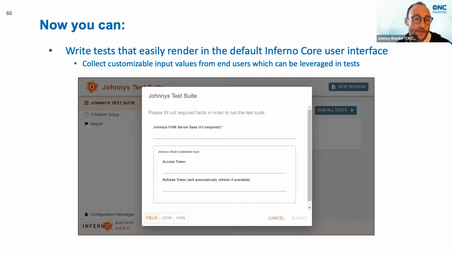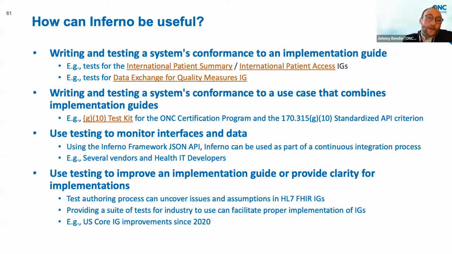We can go to the next slide. And so, quickly, how can Inferno be useful? We're examining this ourselves and talking with folks in the industry about this, but a brief list here. One use case is writing and testing a system's conformance to an implementation guide. There's several examples of this, including the IPS and IPA implementation guides. The Touchstone MITRE project is working on the data exchange for quality measures implementation guide, all in Inferno.